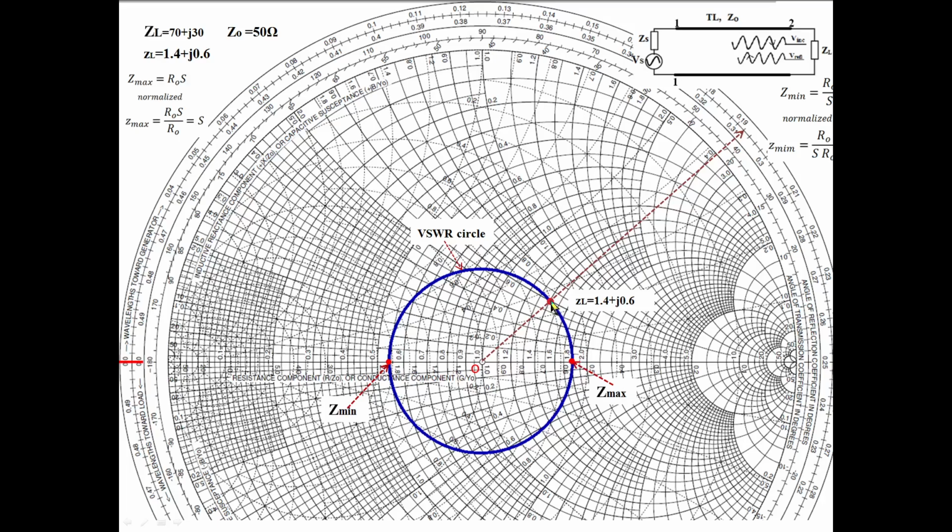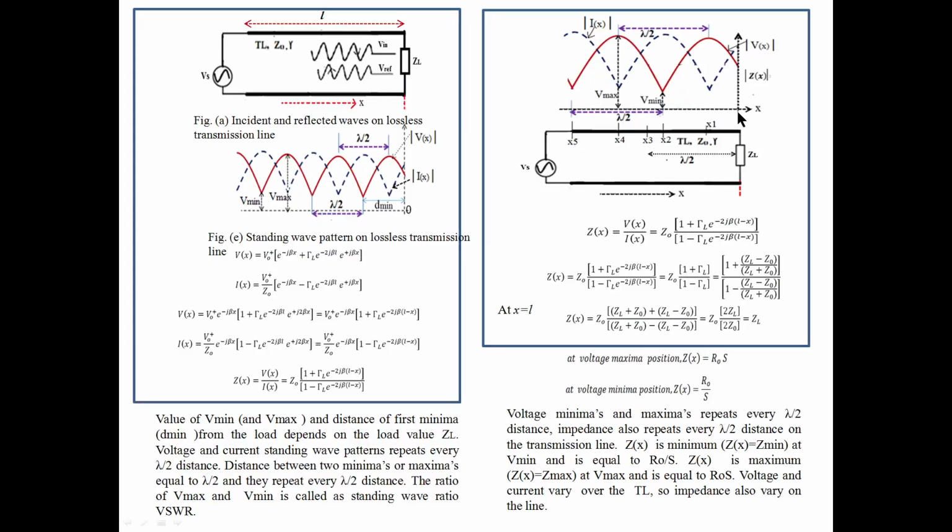See, this is the load point. We traveled a distance like this. What is the distance from here to here? That is the first maxima distance. Moving from the load, we moved like this, this is the maxima, and we got the maximum impedance here. We stopped here. What is the distance from here to here?